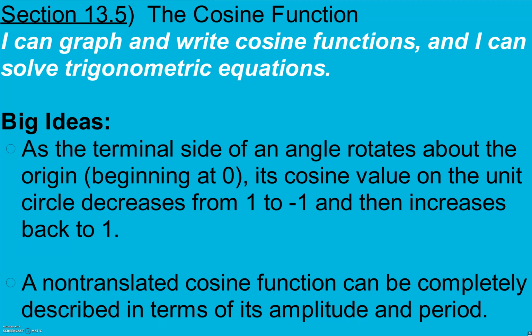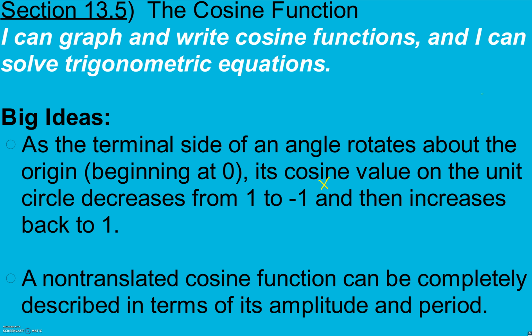Big ideas here. As the terminal side of an angle rotates about the origin, beginning at 0, its cosine value on the unit circle decreases from 1 to -1, and then increases back to 1, because our cosine is our x. So in a circle, we start at 1, we go to -1, and then come back. Looks more like a lemon there, pretend it's a circle.